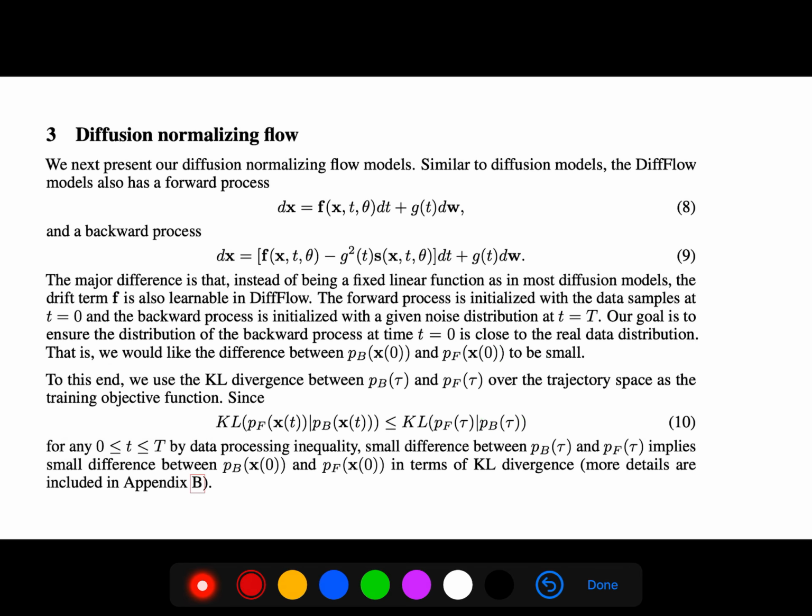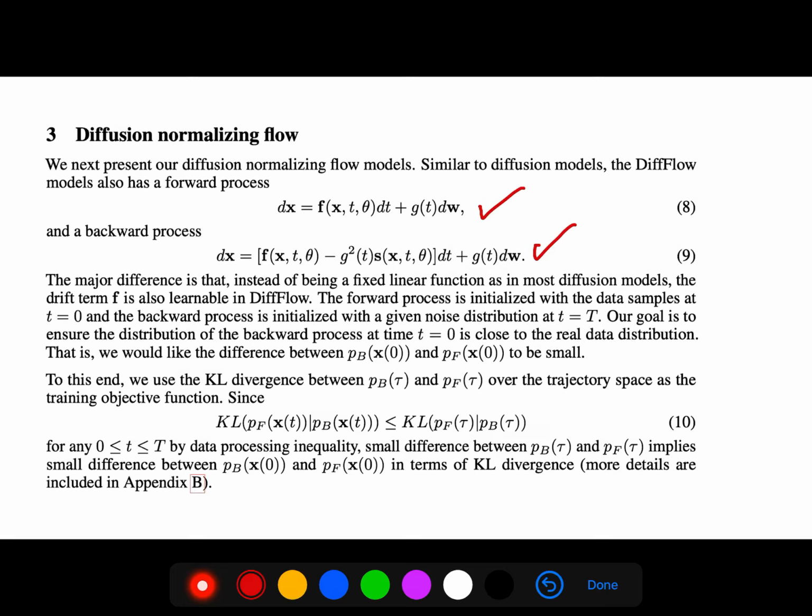So what is this diffusion normalizing flow? Now we want to make the intersection of these two paradigms. Similar to diffusion models, the diff flow models also have a forward process. The backward process is here. So it's very similar to diffusion until now.